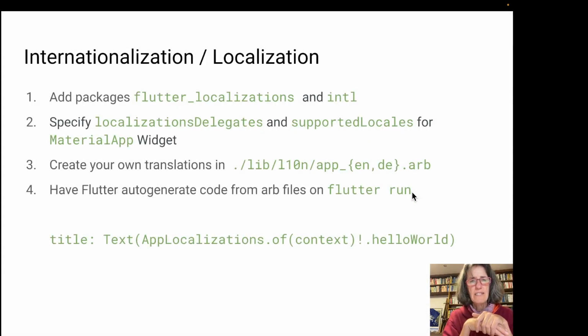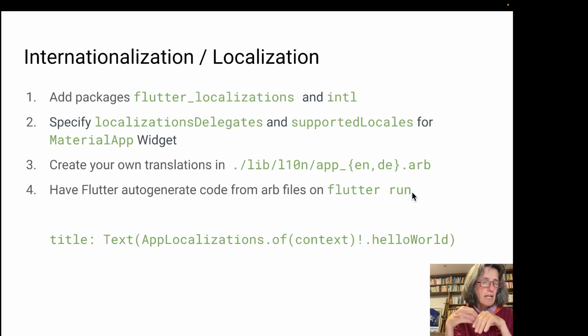So let's look at how it's done. The first thing you have to do is add 2 packages, Flutter localizations and internationalization. Both are provided by the Flutter team. And then you have to bind these into the material app widget, so into your top widget. And then from there on, you start providing your own translations, each of them in a separate ARB file. Now, what Flutter will do for you is auto-generate the Dart code from these ARB files every time you run Flutter.